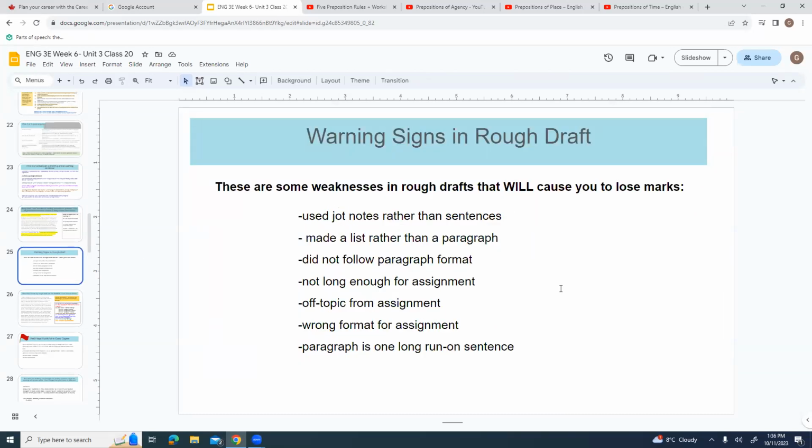Some warning signs in the rough draft. These are things that I'm looking for, and they will cause you to lose marks if I see them.